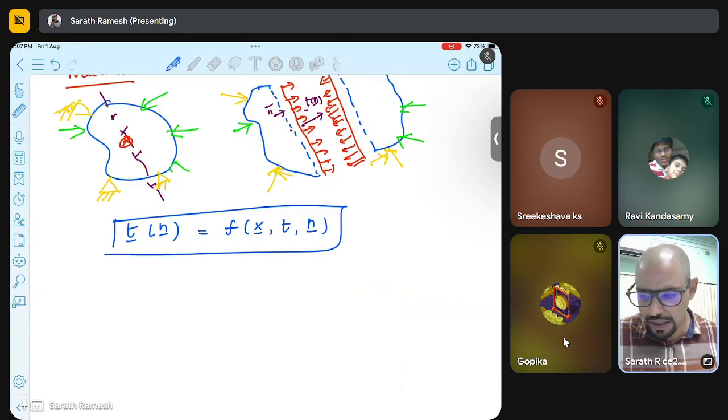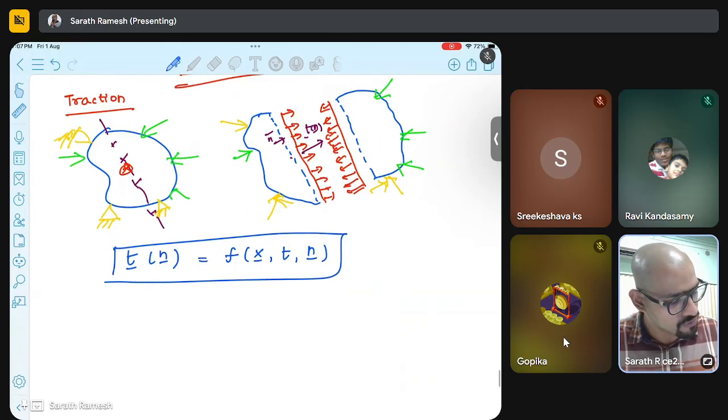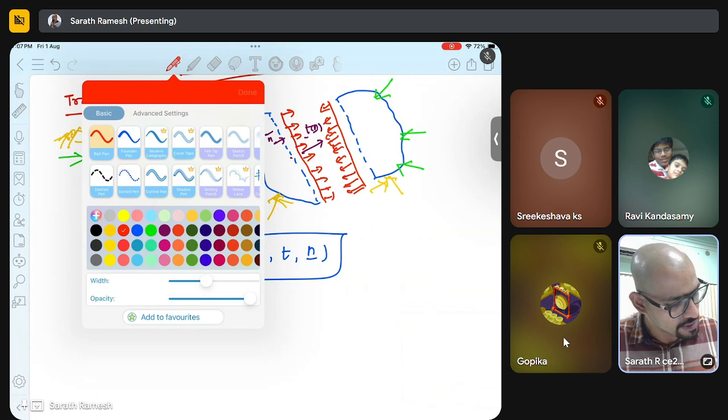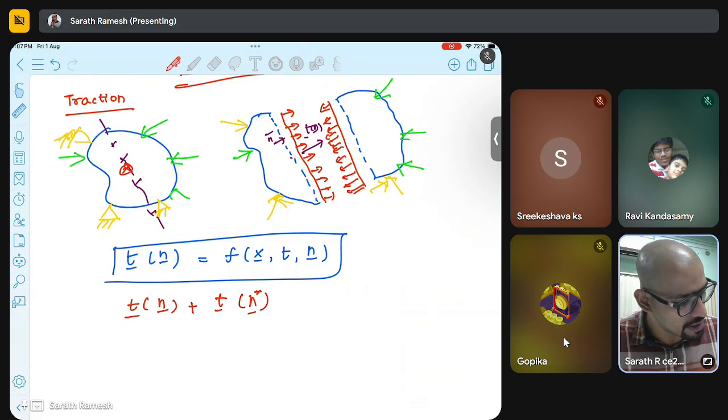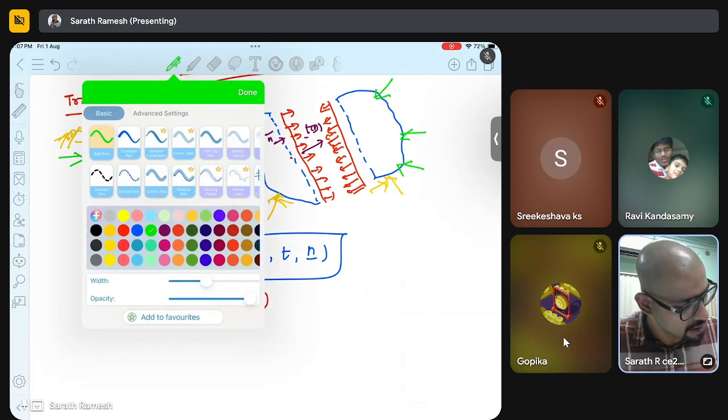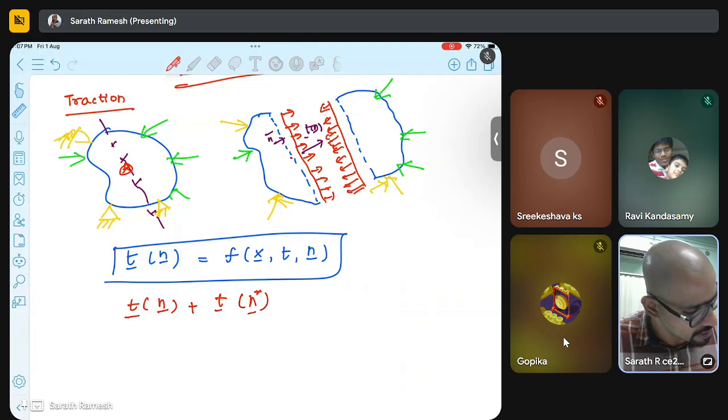And there is an important property of this traction which comes from Newton's third law, that is t of n plus t of n star. Assume this is t of n, and n star is the opposite one, the one coming from the opposite side. This is t of n star. So this is equal to 0, because of Newton's third law. Both will be equal and opposite. This is a property that we need to understand and remember.